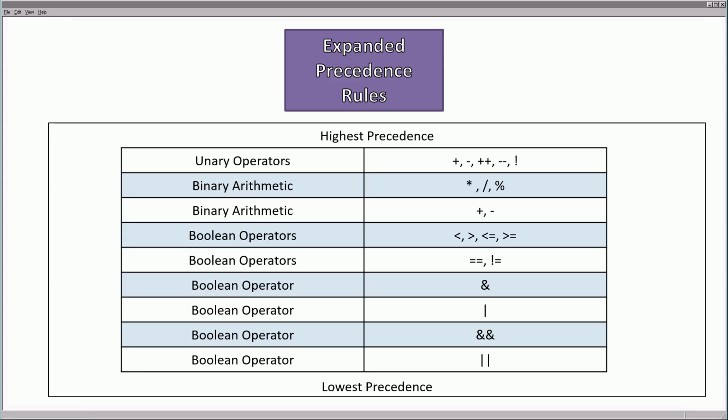From there, we have Boolean operators like strictly less than, strictly greater than, less than or equal to, or greater than or equal to. That's followed by equals and not equals. We also have the logical Boolean operators, but the ones that we really need to keep in mind are the and and the or. The and operator takes precedence over the or operator.